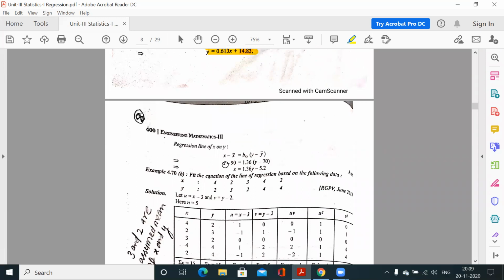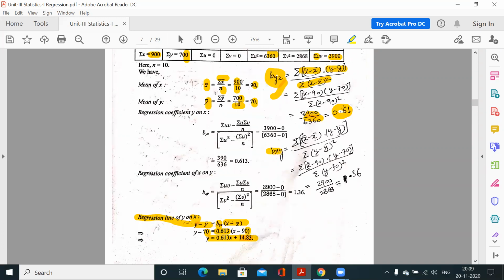Similarly, we have to find the other regression line also, that is the regression line of x on y. So what is the formula? x minus x bar is equal to bxy into y minus y bar. x bar is 90, y bar is 70. Now what is bxy? The numerator is the same, summation of x minus x bar into y minus y bar. We are using the first type of formula, taking the differences from the actual mean. So the numerator is the same as for b y x, this value we already have, and this is 3900.